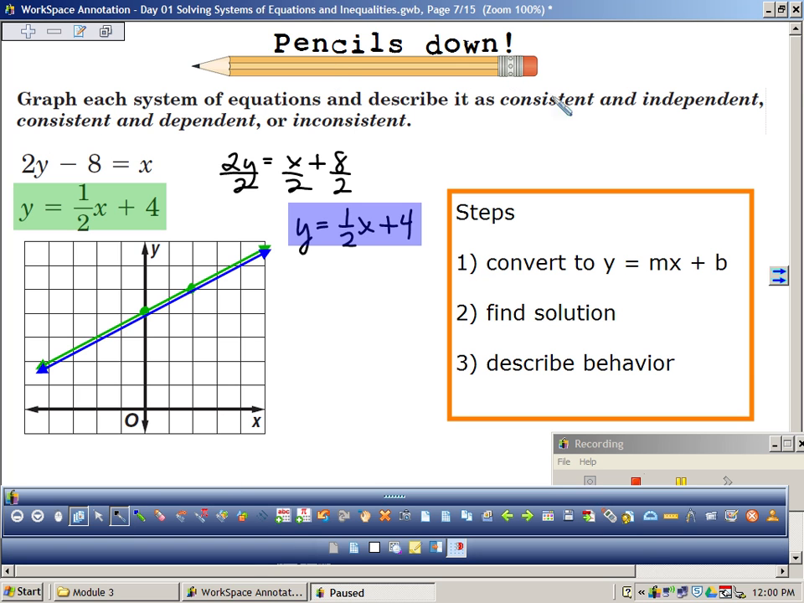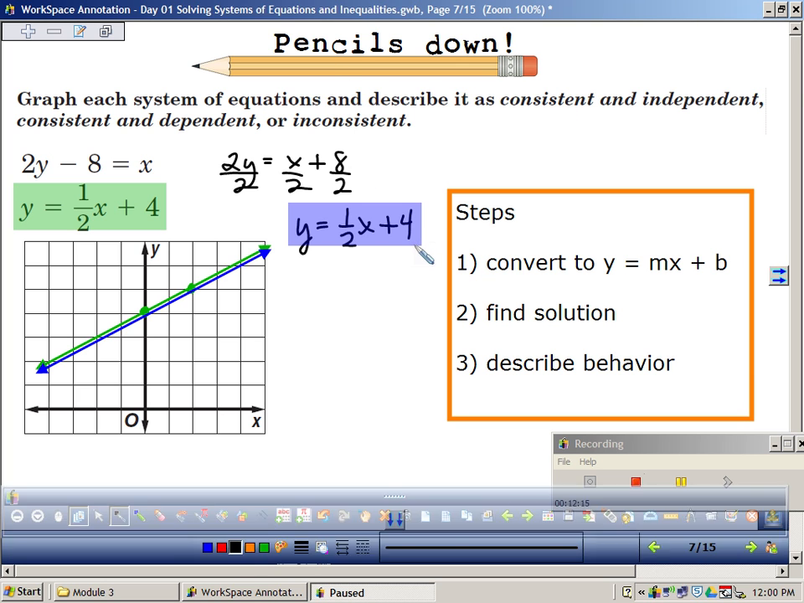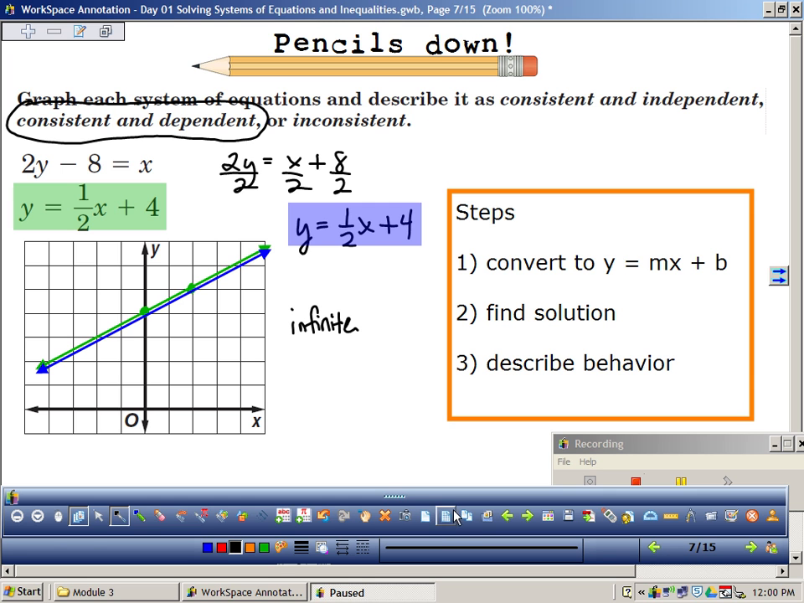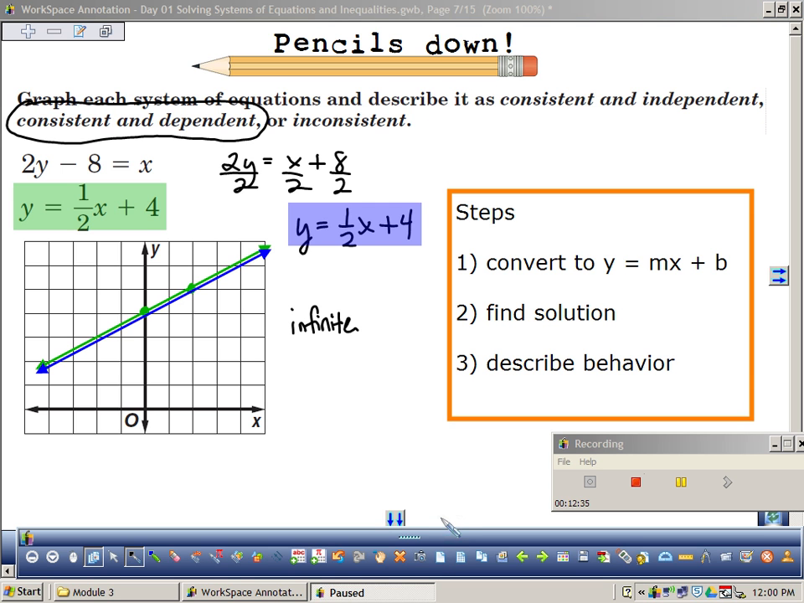So which one of these is it? Consistent and independent, consistent and dependent, or inconsistent? Consistent and dependent. And what's my solution? Infinite solutions. Questions so far? That's 3-1 in your book. Now we're going to shoot over to 3-3 and do it together. Okay?